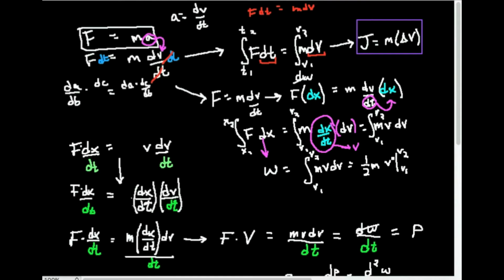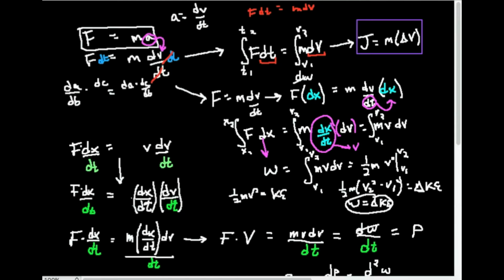Well, first of all, it's 1/2 m times v2 squared minus v1 squared. What is that? This is the change in kinetic energy, because notice, what is 1/2 mv squared? That's just the kinetic energy. So what did I just show by manipulating Newton's second law this time? That the work is equal to the change in kinetic energy. This is the work-kinetic energy theorem.